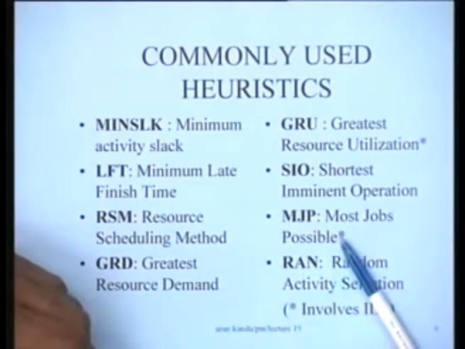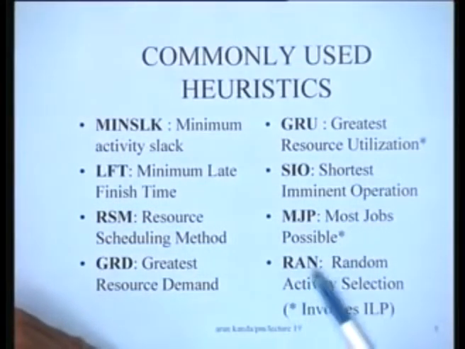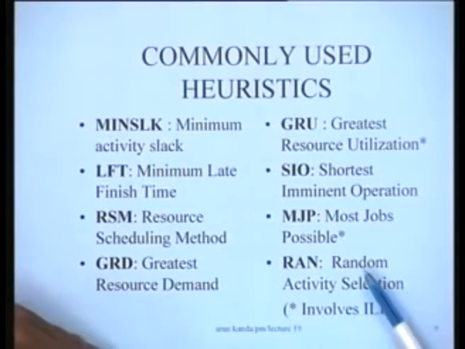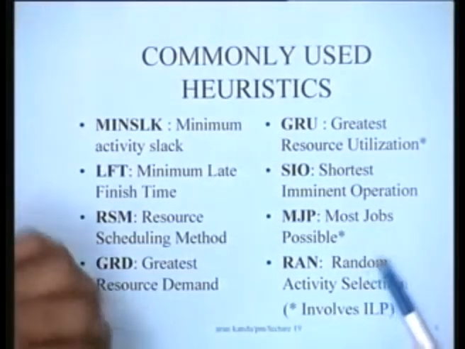This again can be set up as a linear programming problem, and you can identify the set of jobs which should be picked up. And of course, another very commonly used heuristic is random activity selection, where out of the various jobs one can be selected at random, and you can do this.